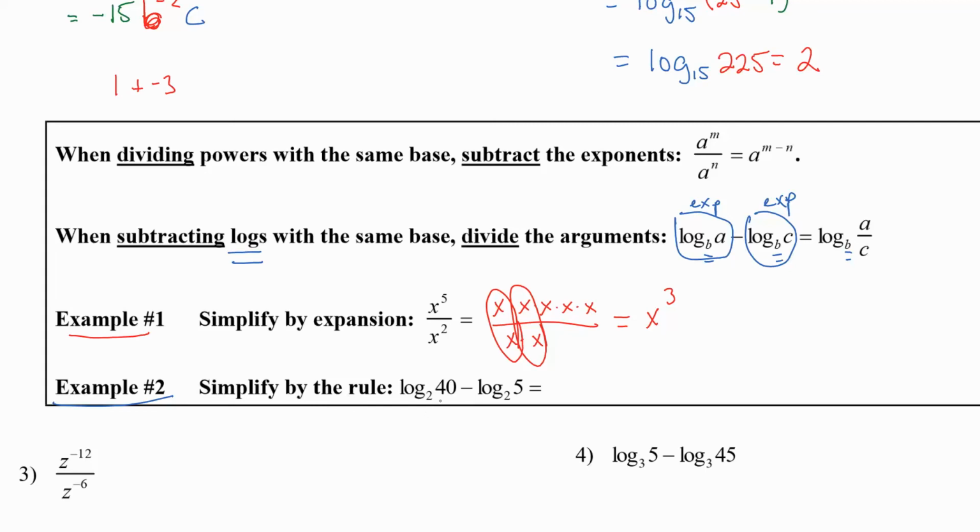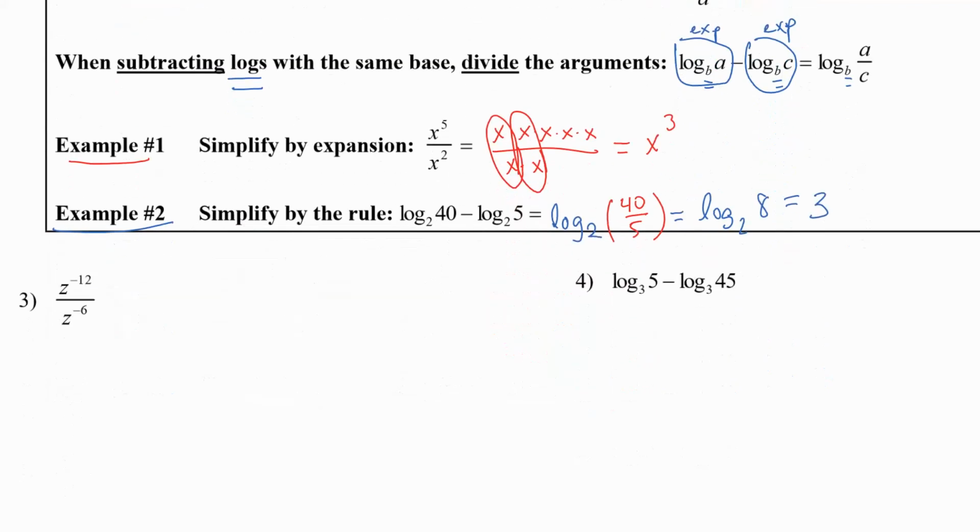So we have log base 2 of 40 minus log base 2 of 5. So we can rewrite that as 1 log base 2. And then the next part, we're going to go ahead and divide 40 divided by 5. And like that last one, we can simplify that. So log base 2 of 8. So 2 to what power equals 8? And that's 3. 2 times 2 times 2 is 8. So we'll just go ahead and practice a few more of those using those rules.